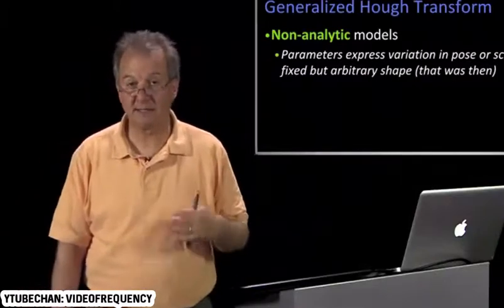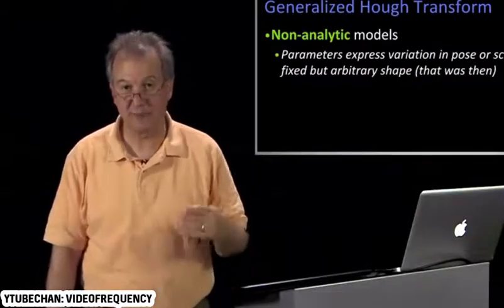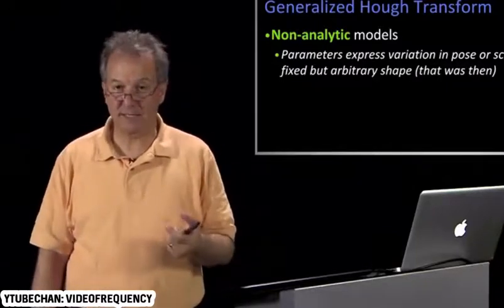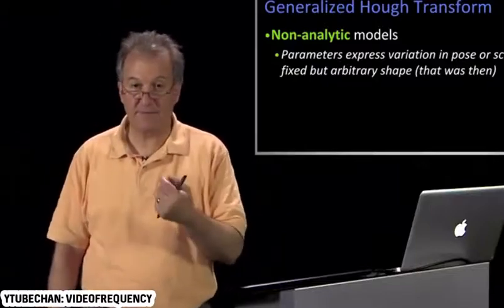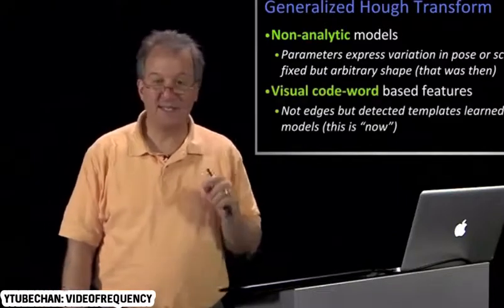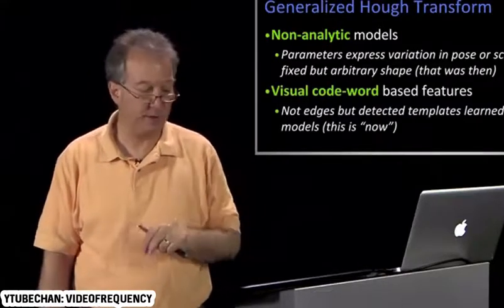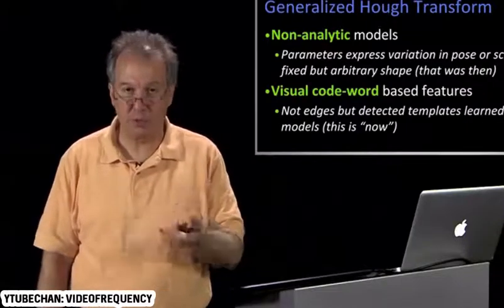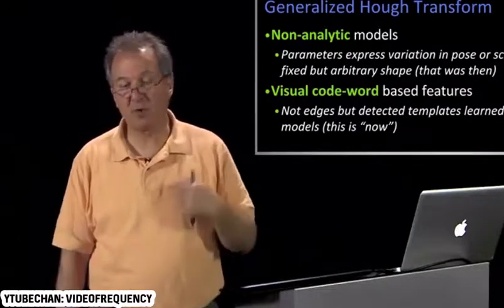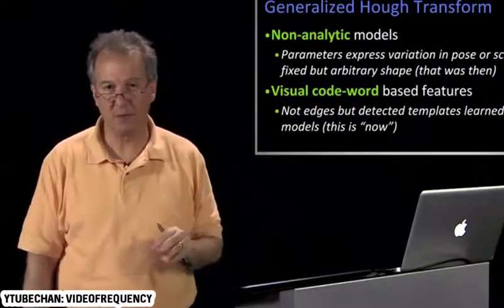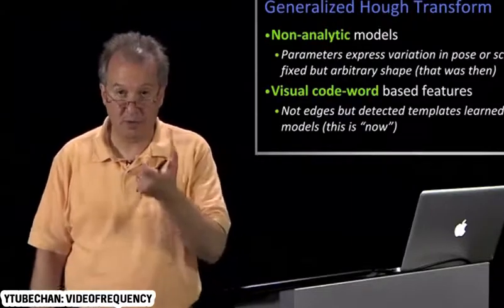So today, what we're going to do is finish up Hough with two significant changes. The first one is we're going to use non-analytic models. So it's not going to be lines or circles where our parameters were analytic parameters. Instead, the parameters are going to express, say, the orientation or the scale of some fixed but arbitrary template. The second thing, and this we'll only talk about briefly, is a visual code word based approach where we use what are called visual code words for the features instead of edges. And this is much more modern computer vision. Edges really came from an older view of how objects would be described. And now the focus tends to be a lot more on individual features.